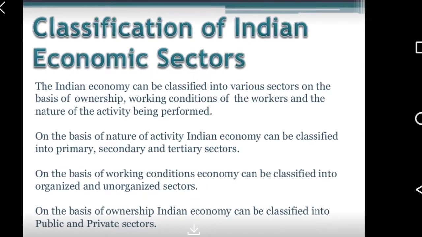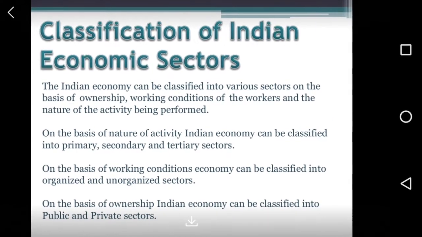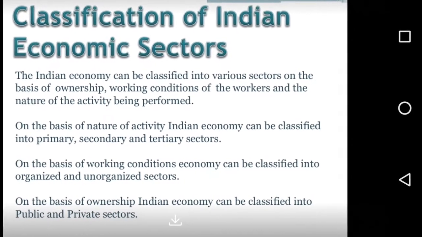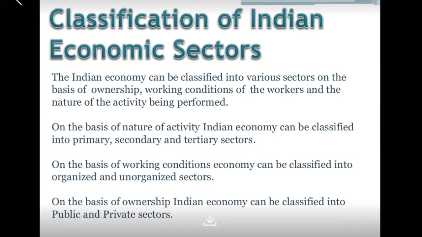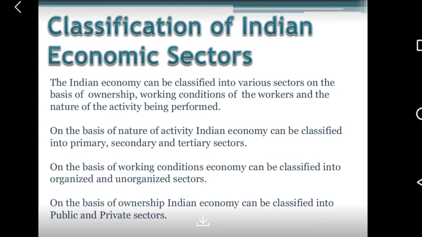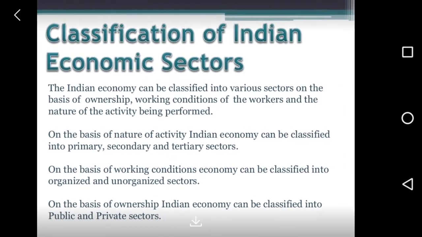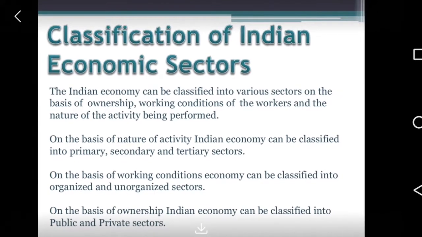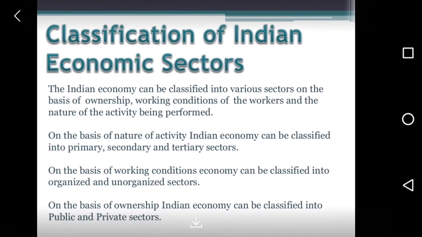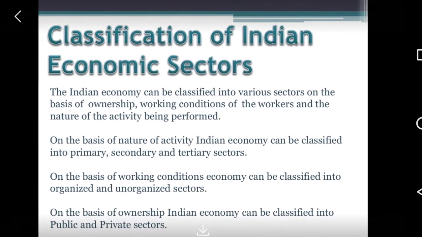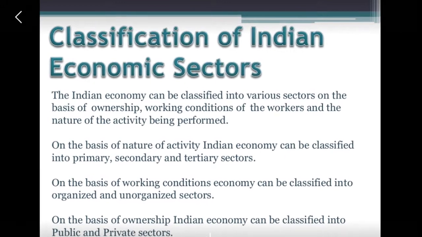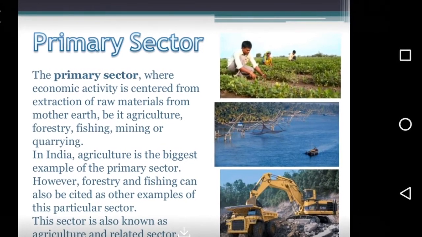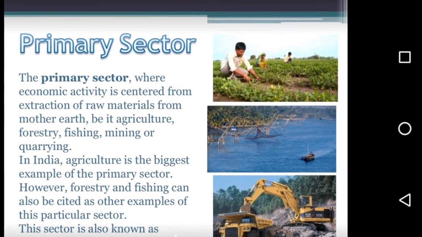Now, it is being classified on the basis of ownership, working conditions for the workers, and the nature of the activity that is being performed. Let's talk in detail. On the basis of ownership, we are saying as public sector and private sector. Then regarding the working conditions of the workers, the economy can be classified as organized and unorganized sectors. Then saying about the nature of activity, the Indian economy can be classified as primary sector, secondary sector, and tertiary sector. I'll repeat it for you. On the basis of nature of activity, the Indian economy is divided as primary, secondary, and tertiary sectors.